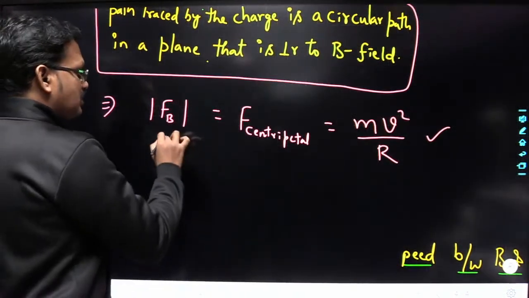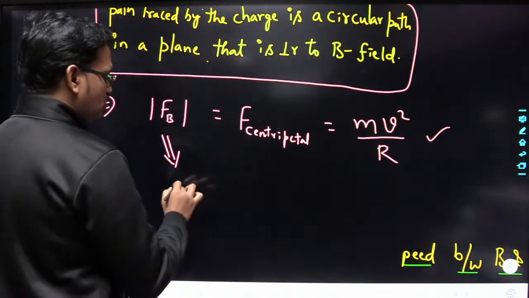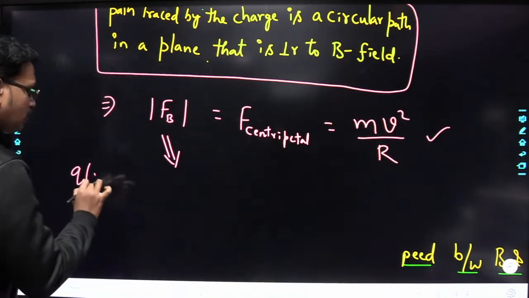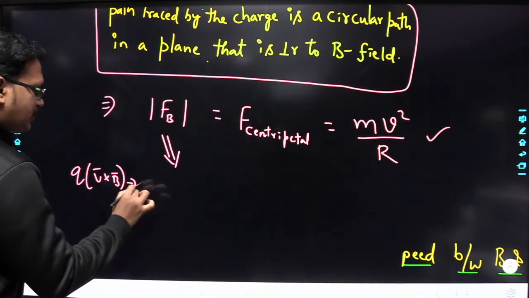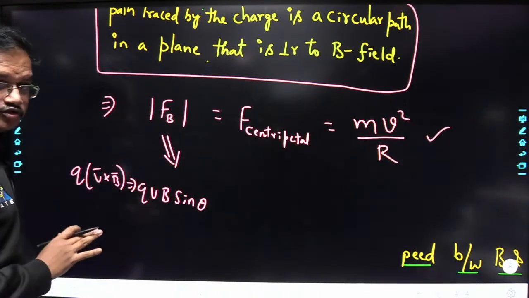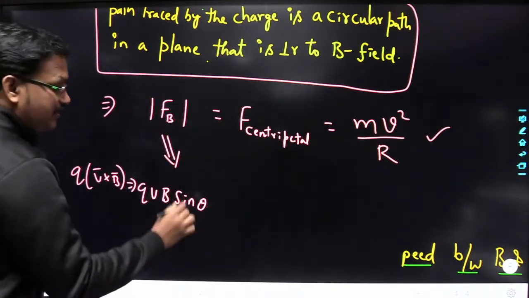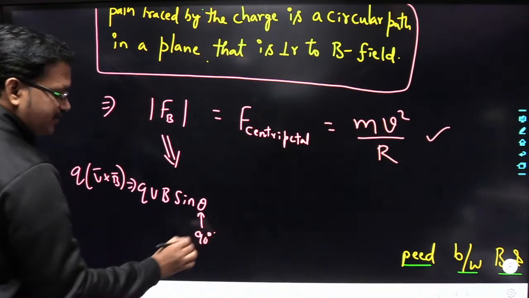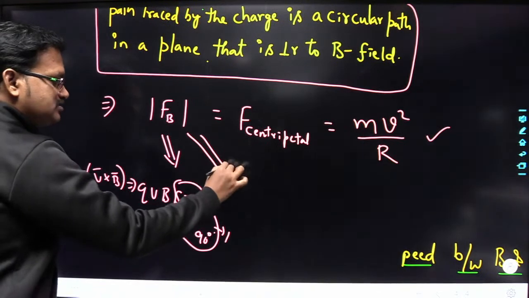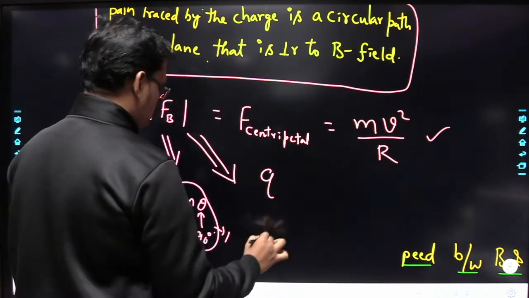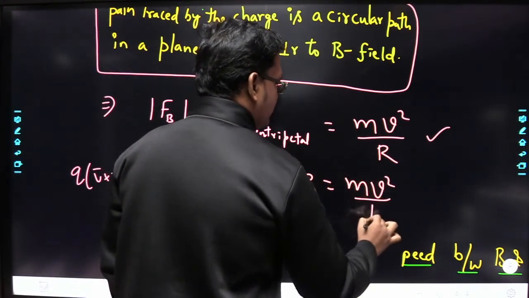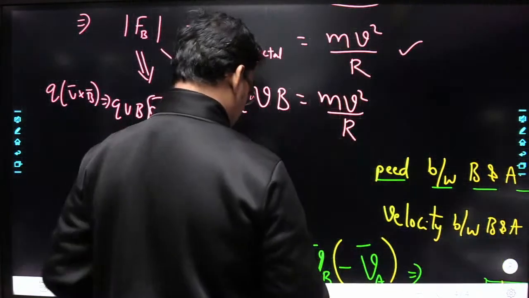Now this magnetic force, we know that magnetic force is equal to q into V bar cross B bar. That is equal to, I can write it as, QVB sin theta. I am writing only magnitude here. In this case, theta is 90 degrees, so sin 90 will become 1. That means I can write this magnetic force simply as Q into V into B, which is equal to mv square divided by r.